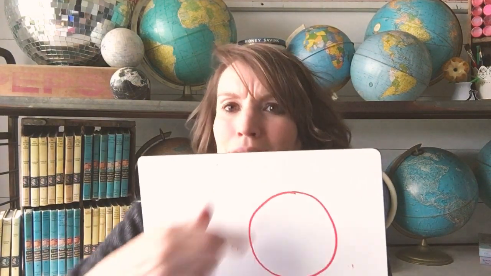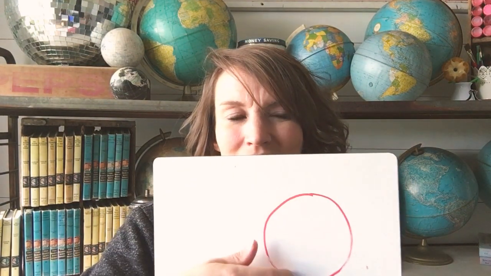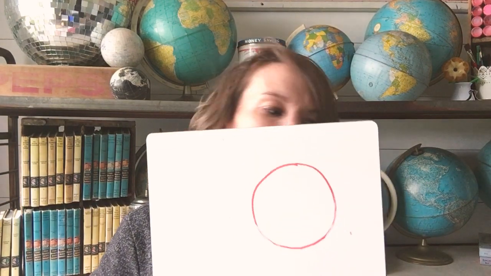But let's say I had a circle. How do I find the perimeter of this circle? Add up all the sides? Well, it's not nearly as pretty.